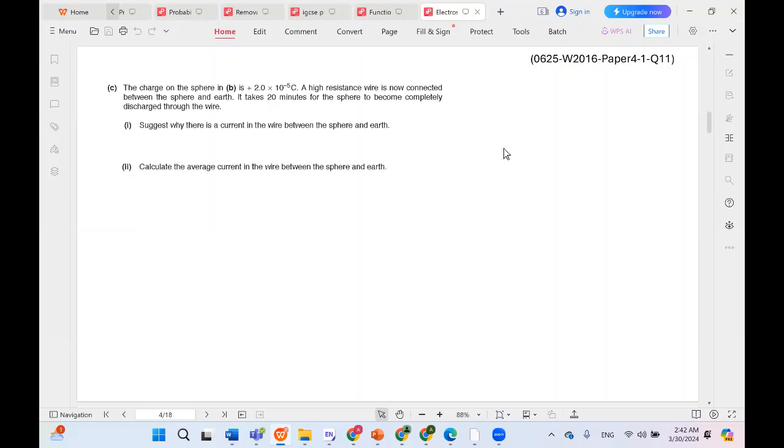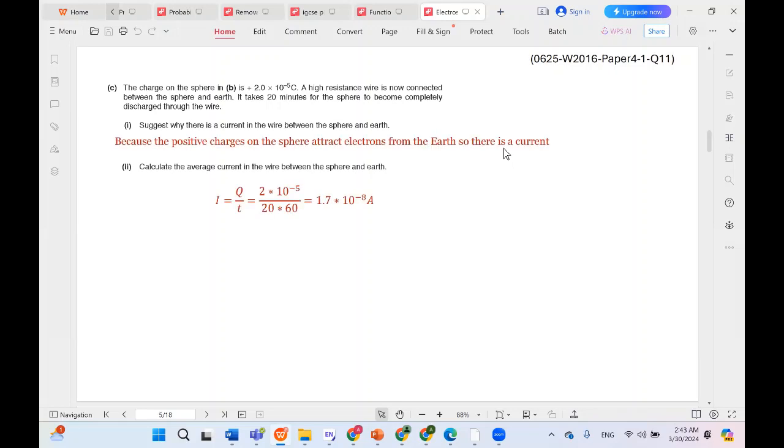The charge on the sphere in B is 2 times 10 power negative 5 coulombs. A high resistance wire is now connected between the sphere and the Earth. It takes 20 minutes for the sphere to become completely discharged through the wire. Suggest why there is a current in the wire between the sphere and the Earth. Because the sphere has a positive charge, and this attracts electrons from the Earth, so there is a current.